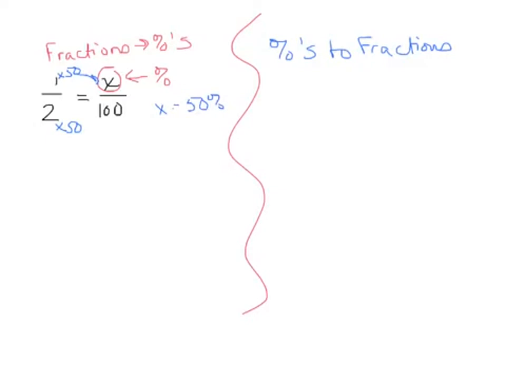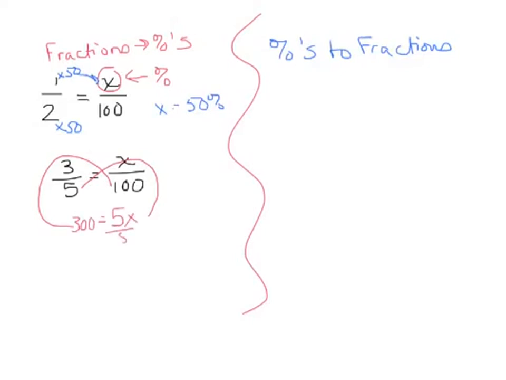What I could also do is set this up, for example, if I had 3/5 equals what number out of 100, I could also use the cross products, the Hart method. So 1 times 3 is 300, 5 times x is 5x, divide by 5, divide by 5, x will end up equaling 60, and it's going to be 60%. Okay, x would equal 60, and then it's just followed by the percent because it's out of 100.